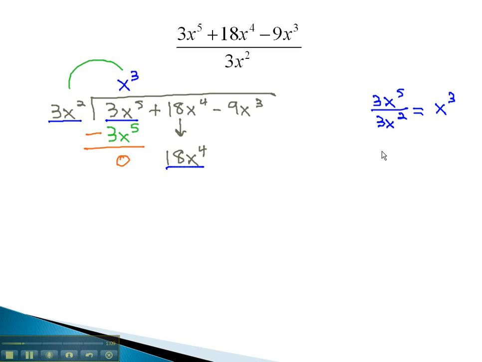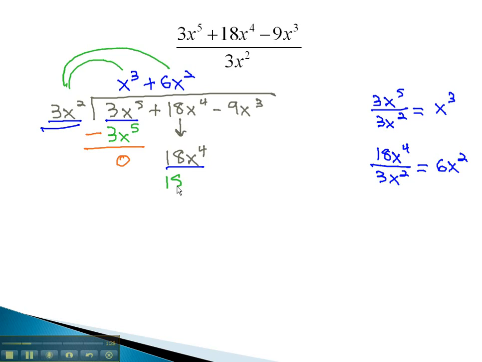Now we're going to divide the 18x to the 4th by the 3x squared, and we can see this will reduce to 6x squared. Again, we will multiply this by the divisor to get 18x to the 4th. We change the sign and combine to get 0, so we can bring down the next term, negative 9x cubed.